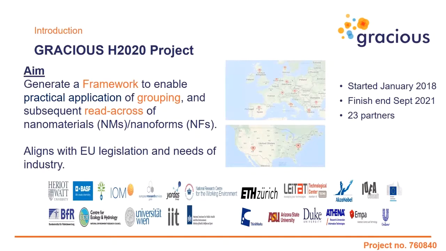So the Gracious project started in 2018 and it's due to finish later this year. We have 23 partners from across Europe and 2 of those are in the US. And as I've already told you, this is about making a framework to support the grouping of different nanoforms. And one of those applications that you can then use the grouping framework for is to read across data from data-rich substances to those that are lacking data in order to fill their data gaps.